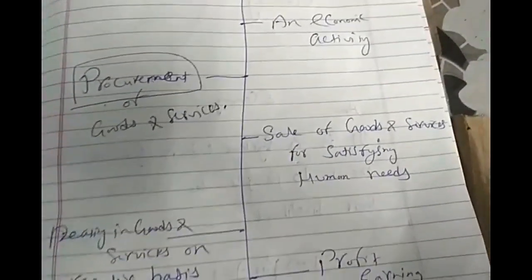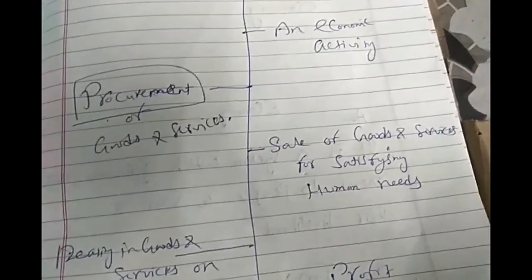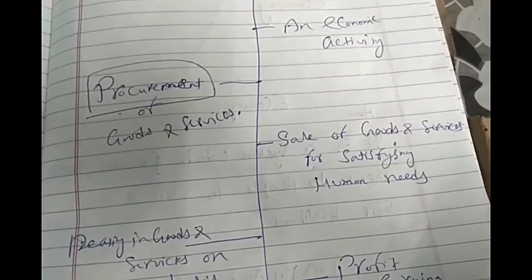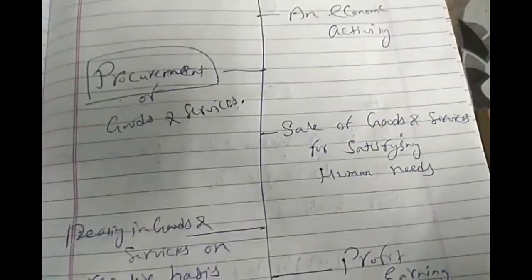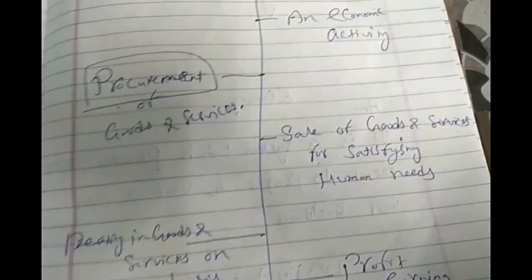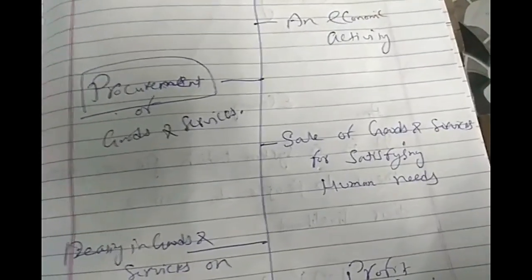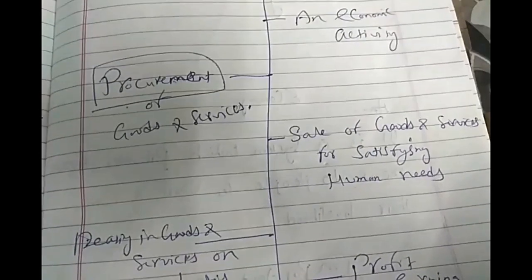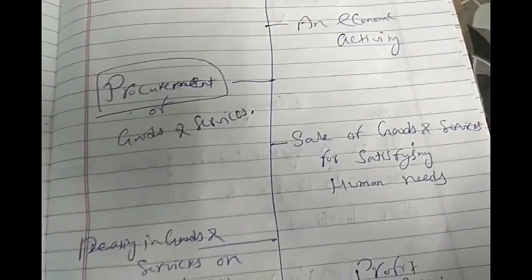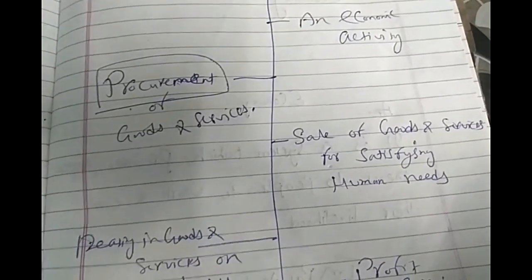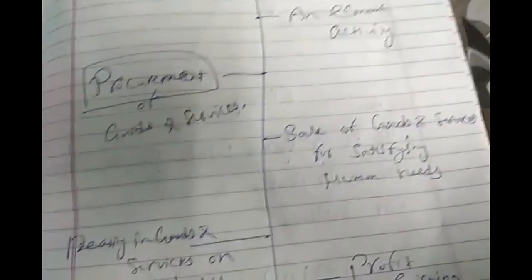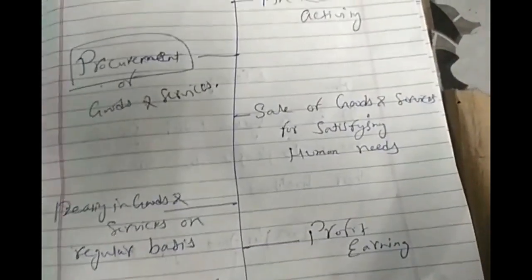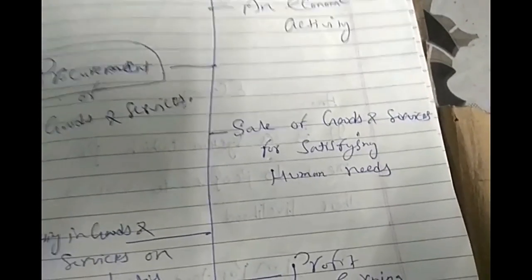Sale of goods and services for satisfying needs. Whatever goods are produced or arranged, they are not to be kept in a warehouse as stock, or in some museum. No. These goods are produced or arranged for what purpose? For selling in the market, for satisfying the needs and wants of the customer. So humans can satisfy their needs and wants by getting these goods and services.